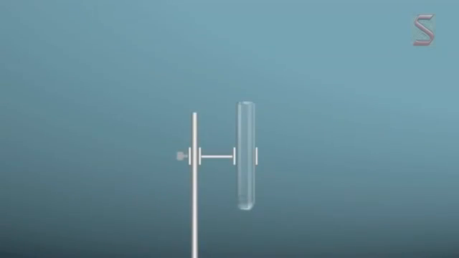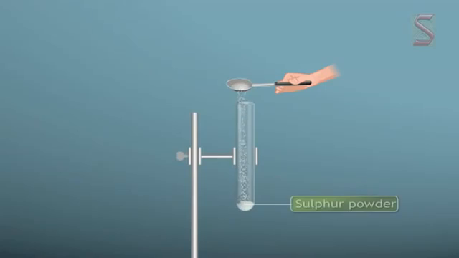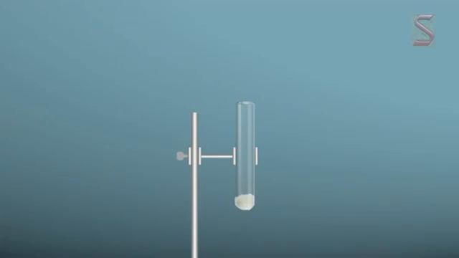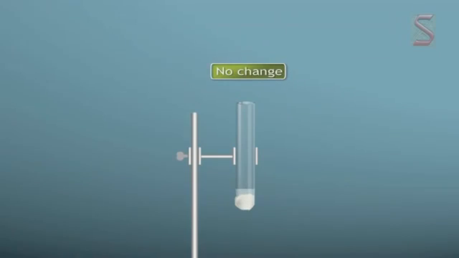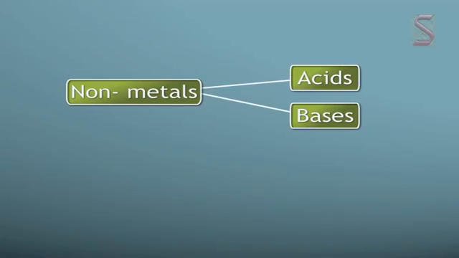Yet another important property of nonmetals is that they do not react with acids. Let's look at this small experiment. Take sulfur powder in a test tube. Add 2 to 3 ml of dilute hydrochloric acid or dilute sulfuric acid. There's no observable change. Unlike acids, bases do react with nonmetals.